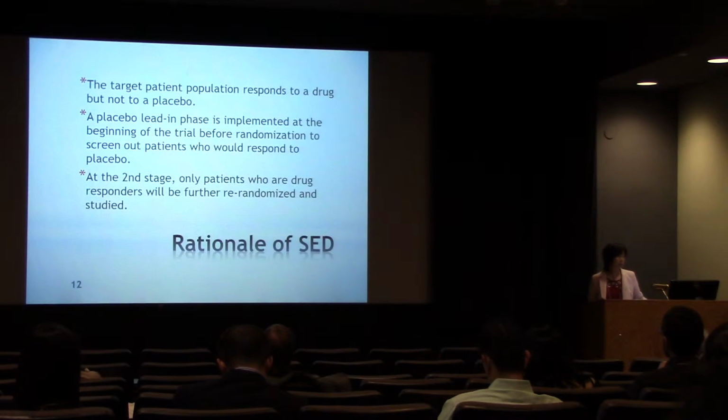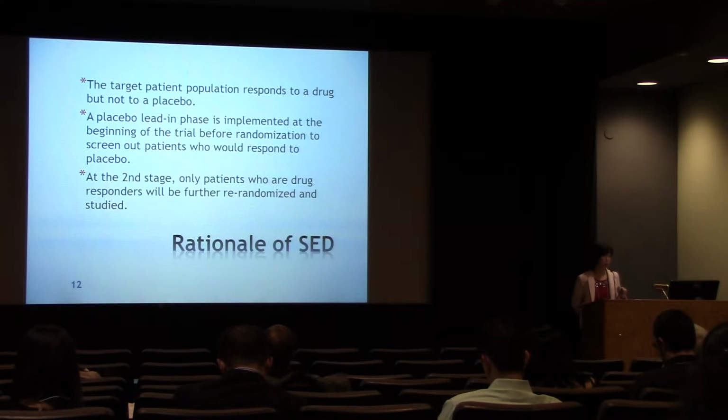In other words, the rationale of this sequential enriched design is that our target patient population responds to a drug, but not to a placebo. A placebo lead-in phase is implemented at the beginning of the trial before randomization to screen out patients who will respond to placebo. And at the second stage, only patients who are drug responders will be further re-randomized and studied.